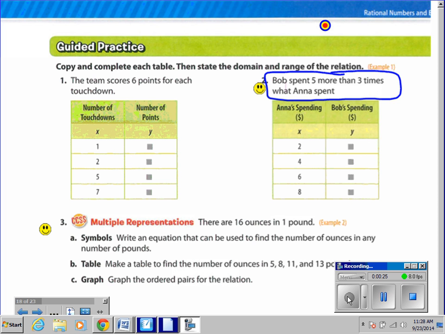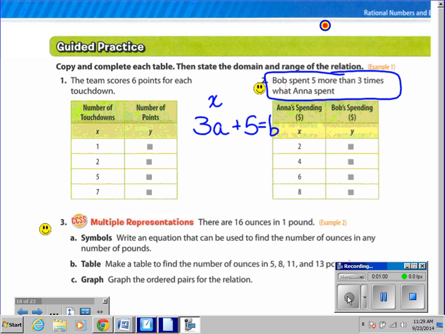It says Bob spent 5 more than 3 times what Anna spent. Can anyone come up with an equation for that one? 3x plus 5. Okay, and I'm going to change it a little bit, but 3, I'm going to say A for Anna, plus 5. Yours would work just fine because A is technically your x value. And this is all going to equal y, or who's spending? Bob's, right?